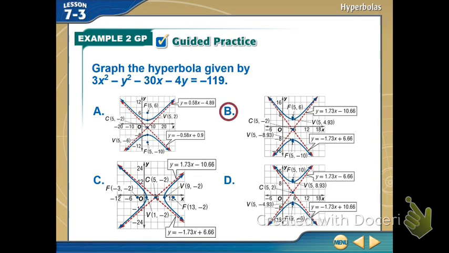So you should have found that the correct answer was B. This is a hyperbola which is opening up and down and has a center at 5, -2.